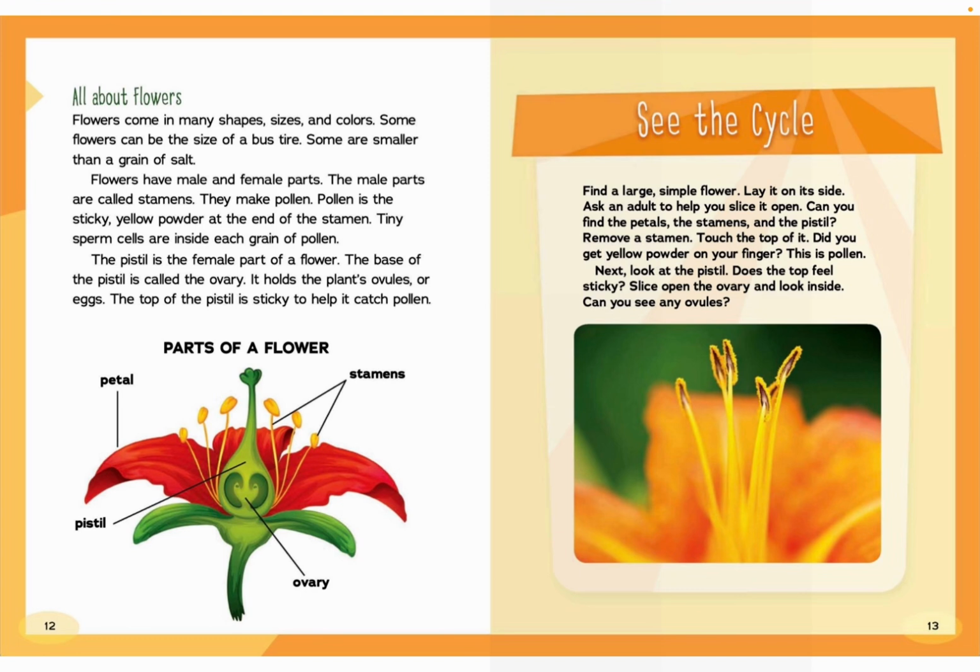The pistil is the female part of the flower. The base of the pistil is called the ovary. It holds the plant's ovules, or eggs. The top of the pistil is sticky too. It helps it catch pollen.